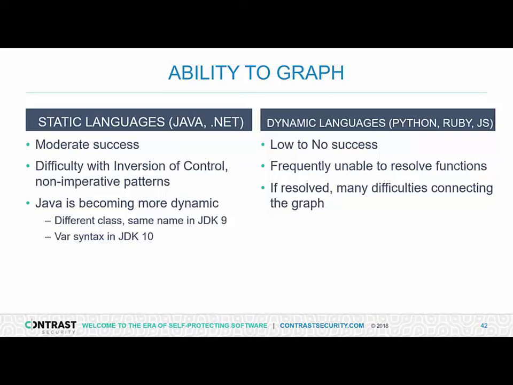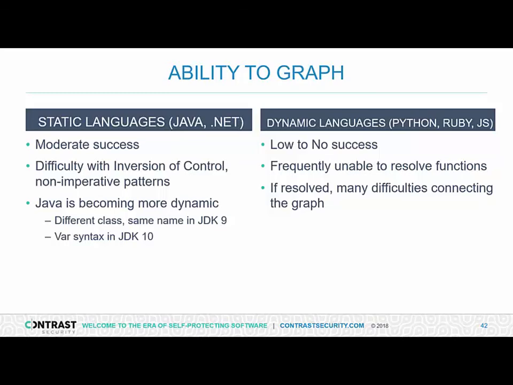Now contrast this with dynamic languages where you have a low to no success in terms of being able to generate results, and one of the reasons that you'll have that low to no success is a difficulty in resolving what those functions actually are, since they aren't necessarily existing in the code base because those functions are added at runtime. And even if we're able to resolve what those functions are, there are a lot of difficulties in connecting that graph.